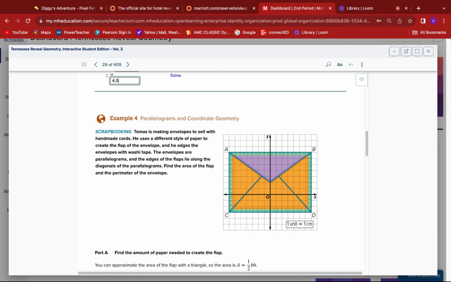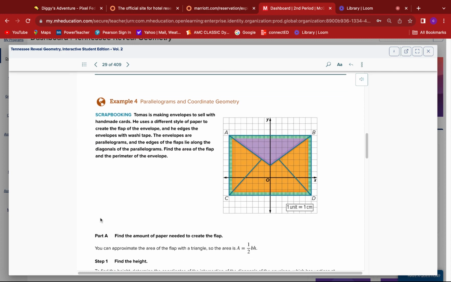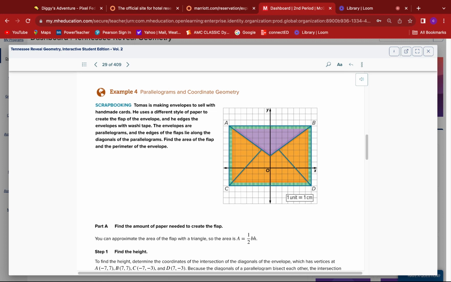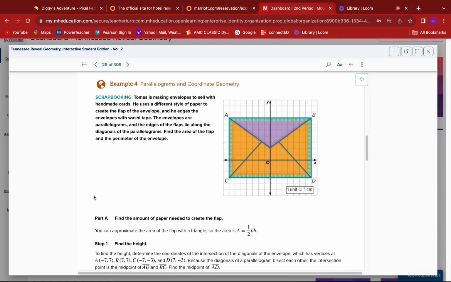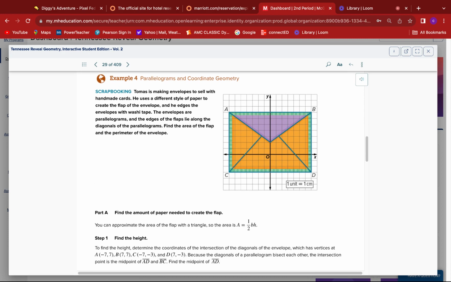All right, moving on to example number 4. Let's see, we got scrapbooking. Thomas is making envelopes to sell with handmade cards. He uses a different style of paper to create the flap of the envelope, and he edges the envelopes with, I have no idea how to say that. Is it washi tape? Okay, I'm going with that, washi tape. The envelopes are parallelograms, and the edges of the flaps lie along the diagonals of the parallelograms. Find the area of the flap and the perimeter of the envelope.